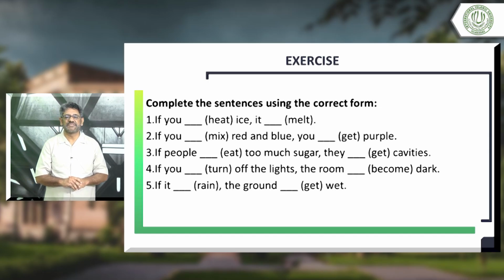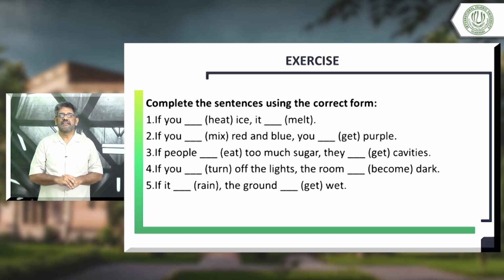The room becomes dark. So is it not always like that? Is it not a fact? Is it not something true? When you switch off the light, the room will get dark. Yes, it will become dark. This is what we know from our experience. Okay?